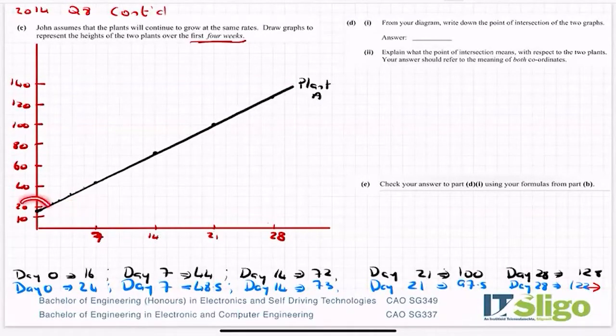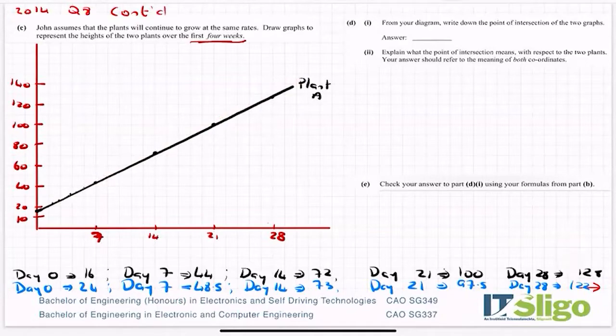I would have been perfectly fine taking the 16 and taking the 128 at the end and just drawing a line between them. Strictly speaking, I don't need to work out all of these, okay? But that does show the examiner that you know what you're doing when it comes to this, and therefore you'll get the most of the marks, just in case you did make a mistake calculating day 28.